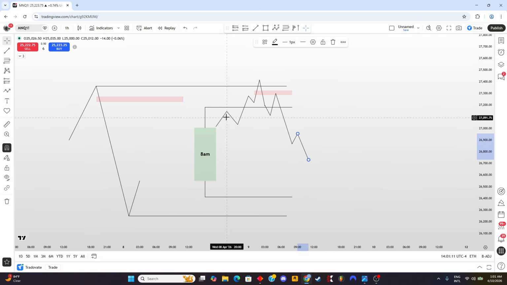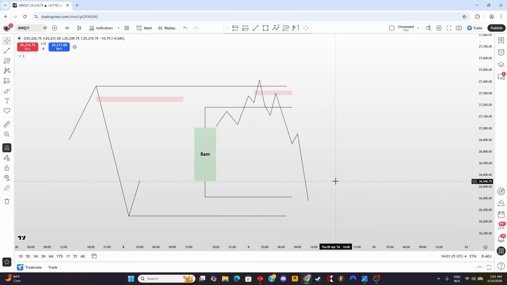So to recap, we swept the 8 a.m. high, we swept the 1 hour most recent high, we had a market structure shift, we have a close back below the 8 a.m. candle high, and we then take our entry and we go for 1 to 2 or we target the opposing low.